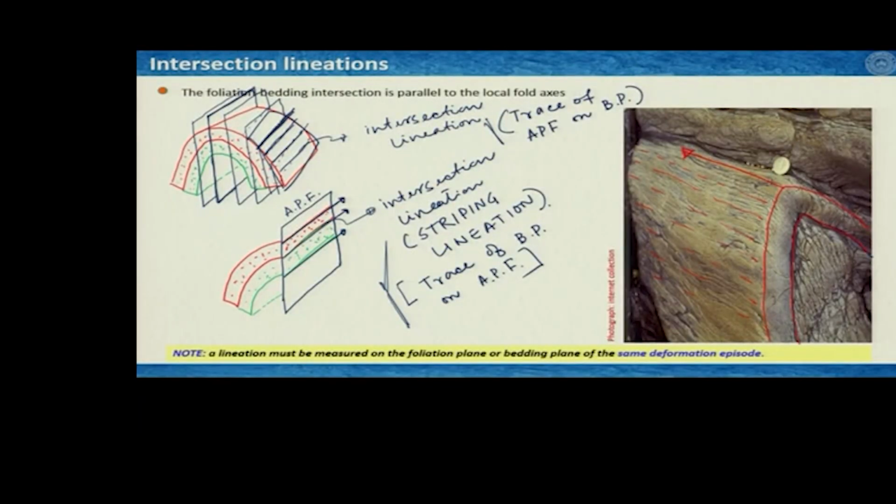The summary of this slide is that intersection lineation between the bedding plane and the corresponding axial planar cleavage gives you the orientation of the fold axis. So, this is very important, but a lineation must be measured on the foliation plane or on the bedding plane of the same deformation episode. If you measure in different places, then you will not get the fold axis, you would get something else.